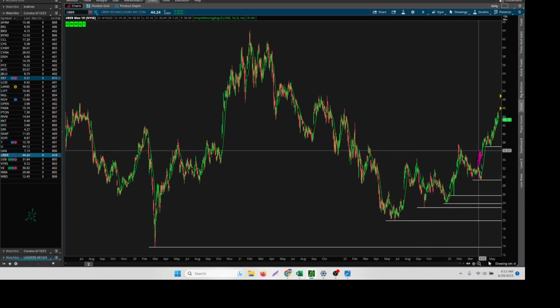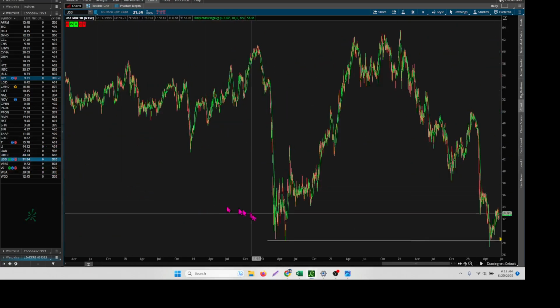Base, base, base. And look at this thing. It's trying to reverse. Wouldn't that be something if it got all the way up here? If you got in here, you know, man, I like Uber.